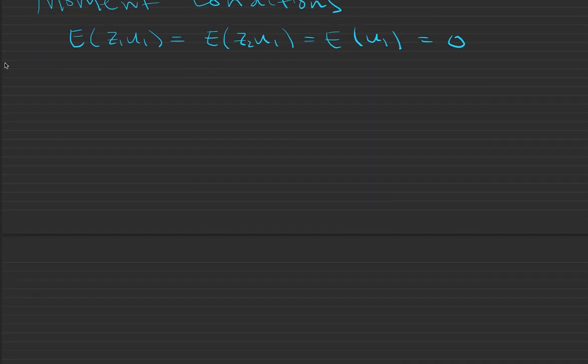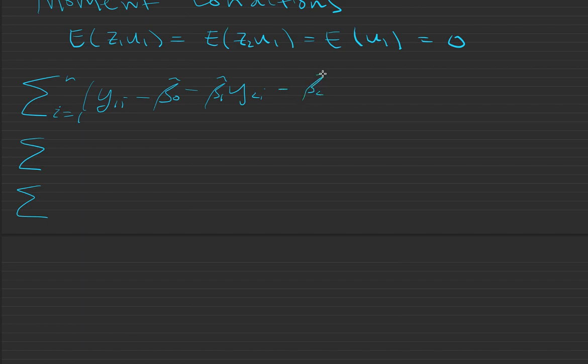Let's do that. So we will have 3 equations based on the 3 moment conditions. Well, we have the sum from i equals 1 to n, y1i minus beta naught hat minus beta 1 hat y2i minus beta 2 hat z1i, and that equals 0.